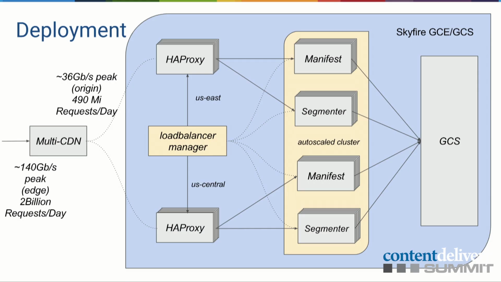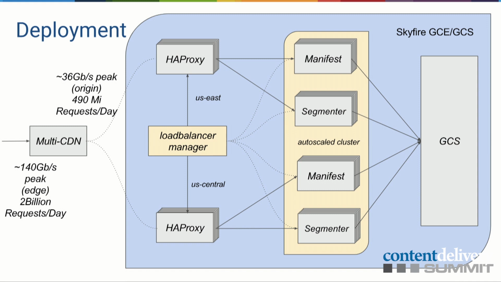We're doing about 140 gigabits per second peak at the edge, about 2 billion requests a day, and we're doing 36 gigabits per second peak at the origin, about 490 million requests a day. As you can see, there's an HAProxy cluster, and for reliability we have two Google compute regions, one in US East and another in US Central.